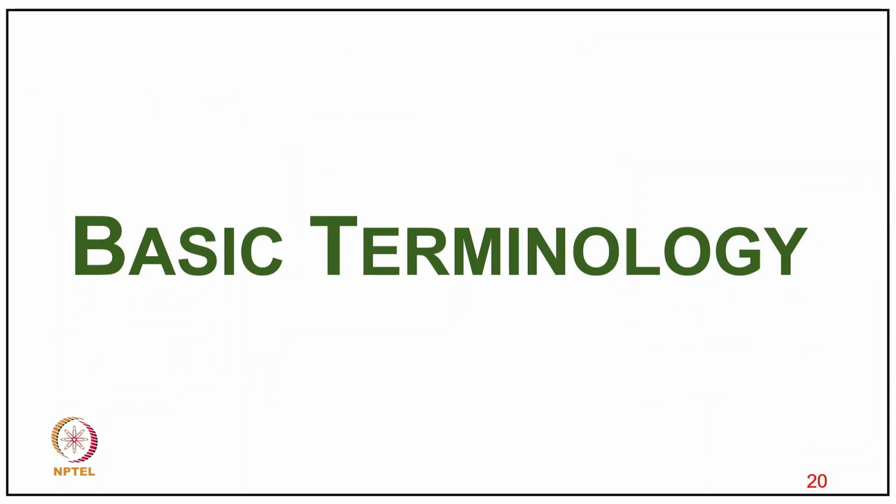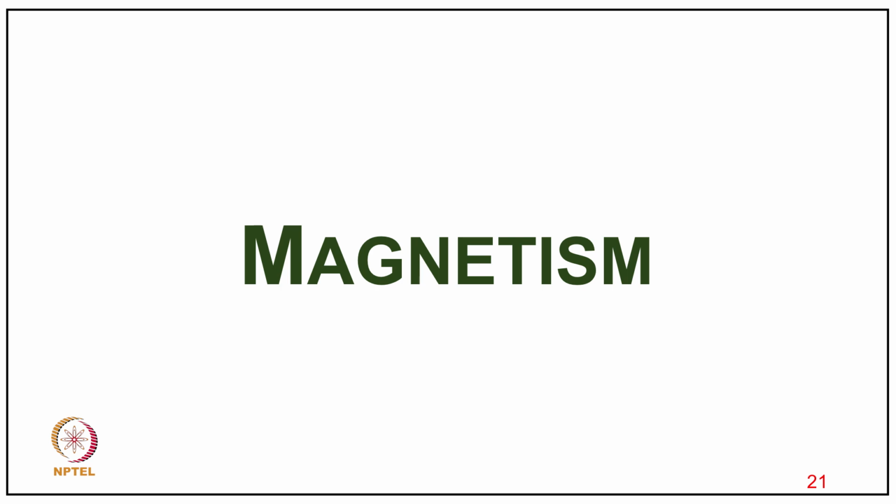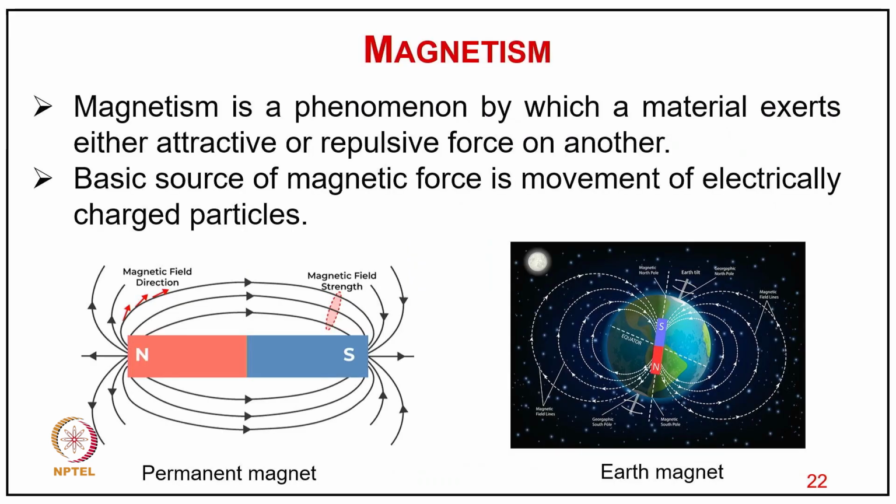So these are the applications. Now coming to the basic terminology used in the basics of the concept of magnetism. Magnetism is a phenomenon by which a material exerts either an attractive or repulsive force on another. You can see, just like a magnet, that the flux lines flow from the north pole to the south pole in a permanent magnet. Similarly, the earth is also a magnet.